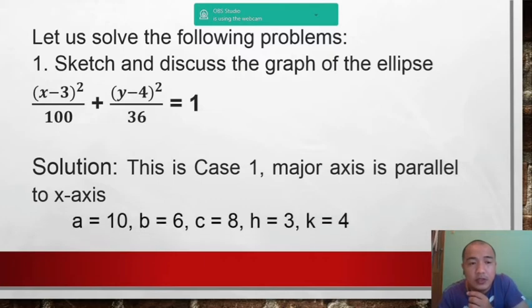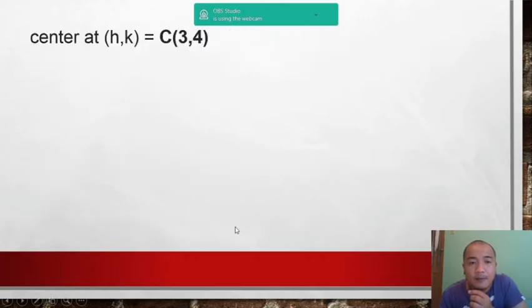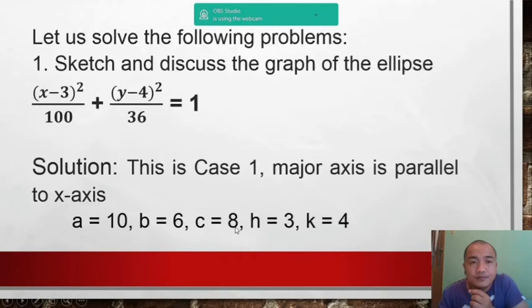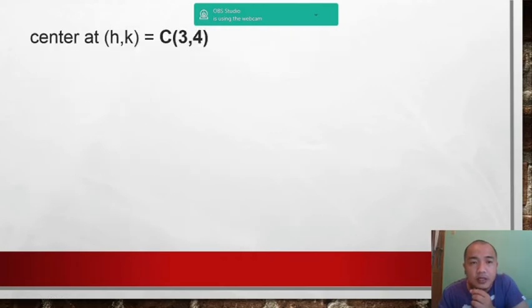So as you can see, h is 3, k is 4, and a is the square root of 100, b is the square root of 36, which is 6, and then c is the square root of a squared minus b squared, so 100 minus 36 is 64, so we got 8. So, the center is (3, 4).